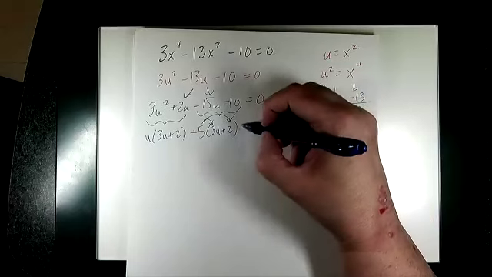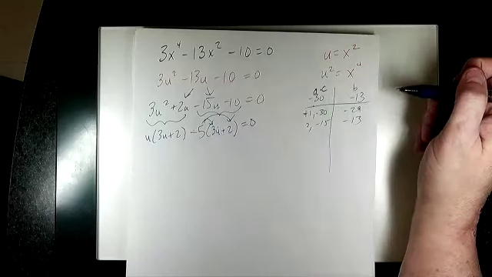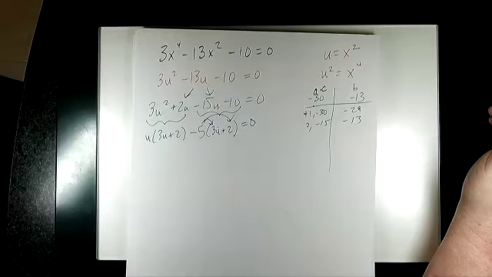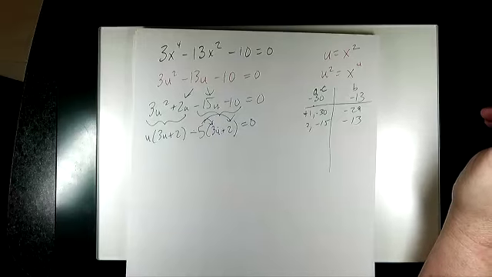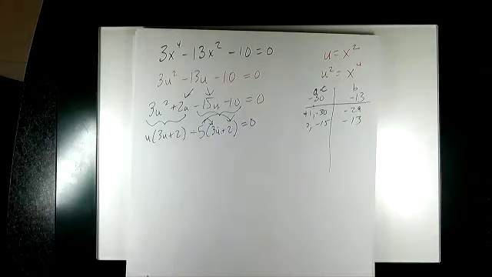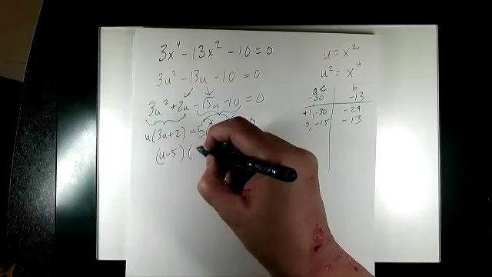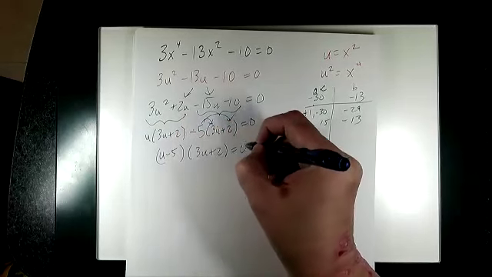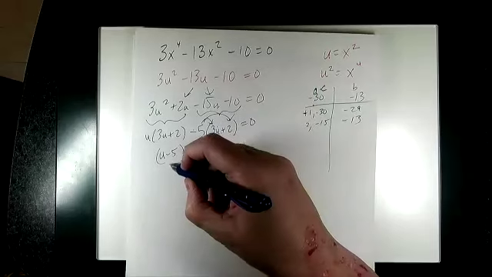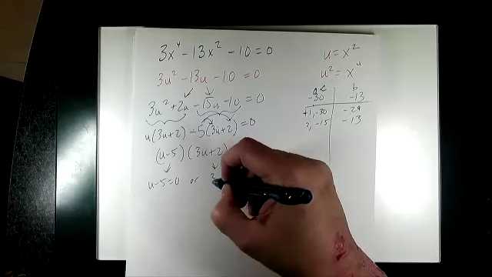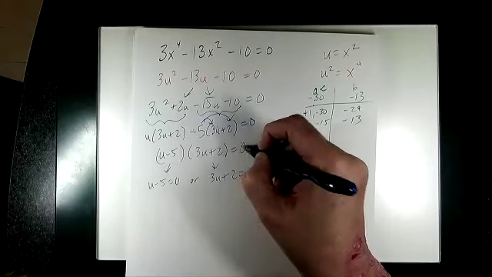Don't just leave it like this. Don't be lazy. Write the equal 0. If you don't write the equal 0, it looks like you don't know what you're doing. And you may forget to finish solving. I see it all the time. People factor and then think the factoring was the end result after they drop the equal 0, and it's not. We're looking for answers, and we don't have answers yet. So we get u minus 5 equals 0, or 3u plus 2 equals 0.